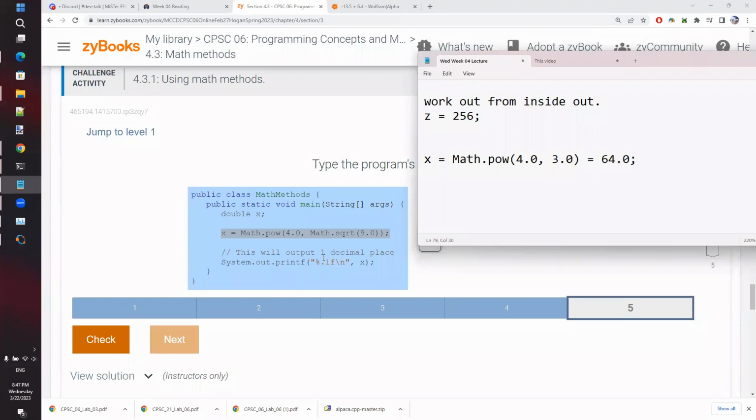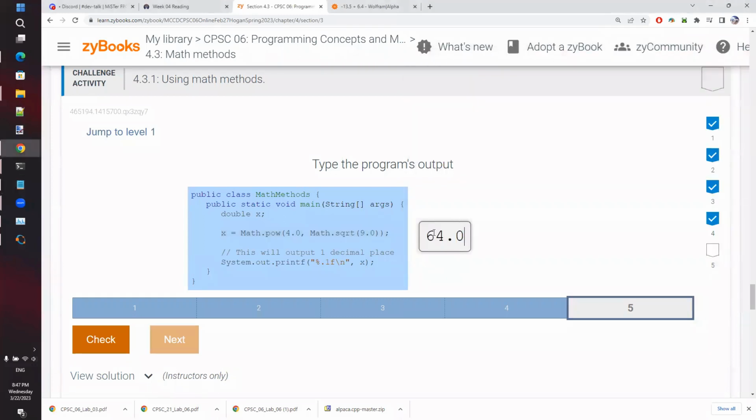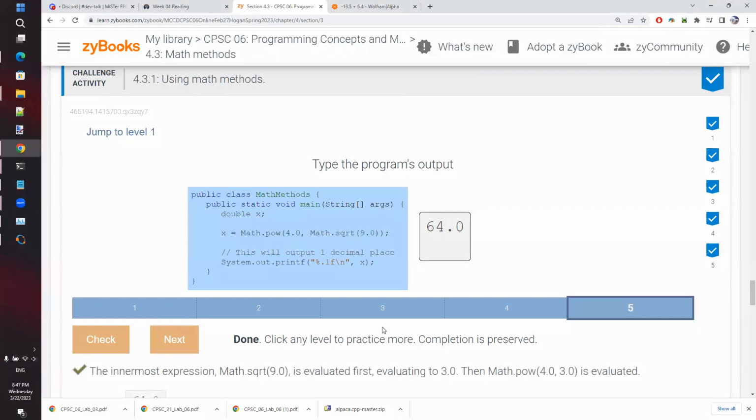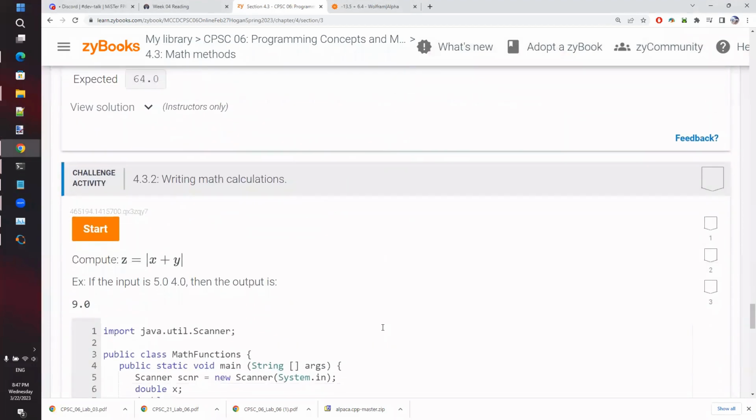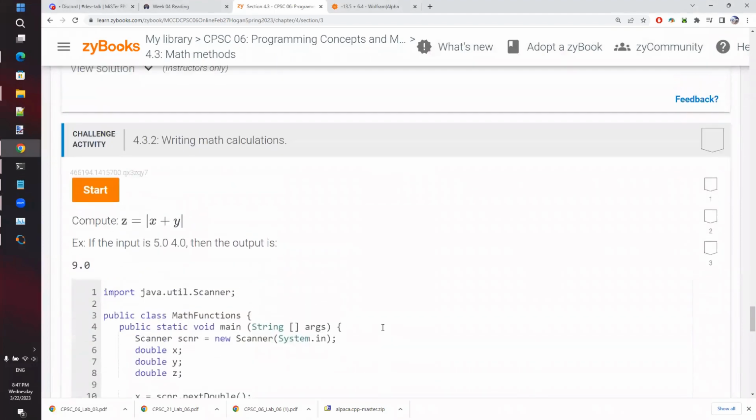And looking here, this is rounded to 1 decimal place again. So this is just 64.0. Enter, and that should be correct. Okay, so that's all you're doing on these. You might have slightly different ones than I have.